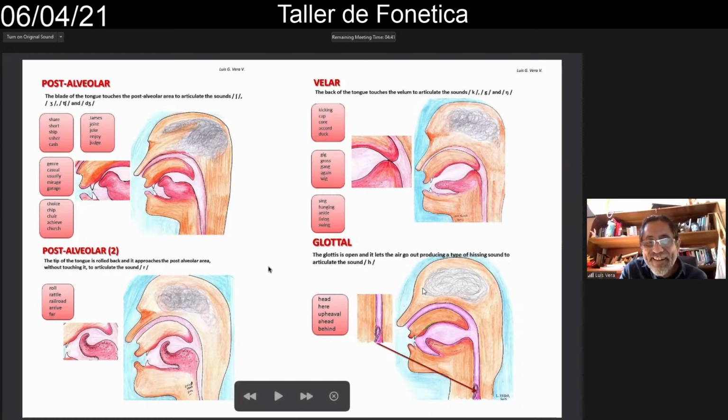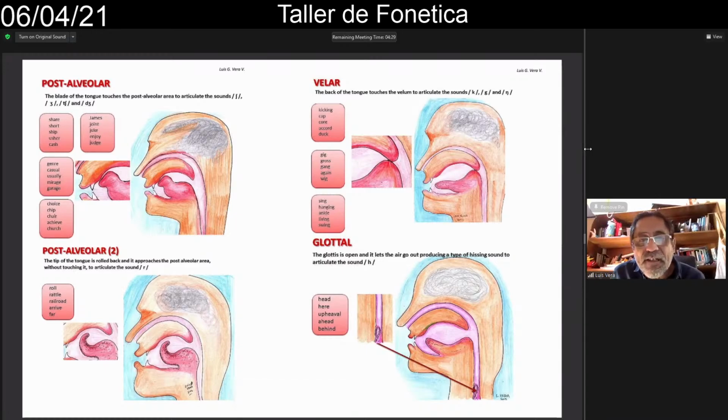¿Ya? Después tenemos finally. Ya, hagamos un último repeat a la rápida. Kicking, cap, core, accord, duck, gig, gross, gang, again, wig. And sing, hanging, ankle, living, and swing.